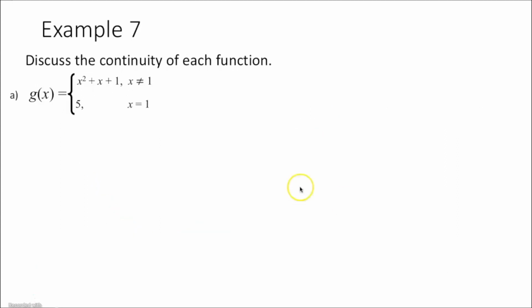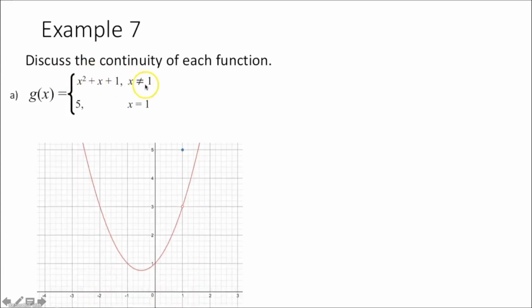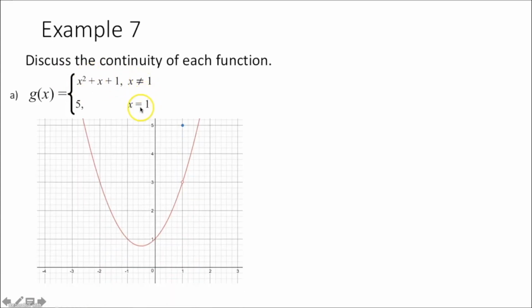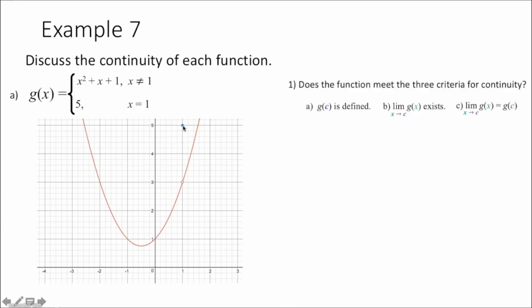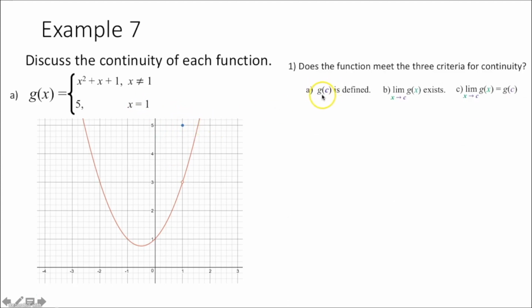Now, example 7, we again have a piecewise function where it's a parabola for all x not equal to 1. But at x equals 1, we have a point at (1, 5). So let's discuss the continuity. First, is g of c defined for all x equals c? Yes, at every x value, we have a corresponding y value. Does the limit as x approaches c of g of x exist for all x equals c? Yes, even at this little hole right here, the limit as x approaches 1 from the left is equal to 3. The limit as x approaches 1 from the right is equal to 3. Therefore, the limit does exist.